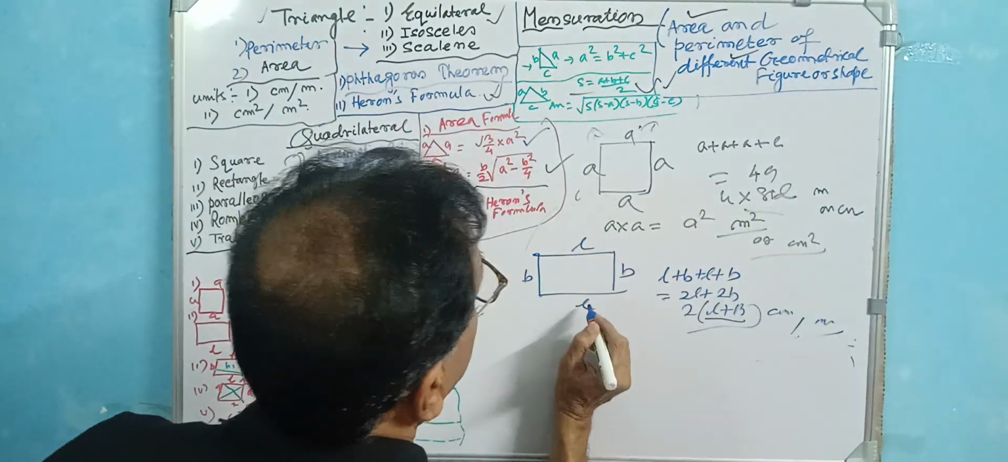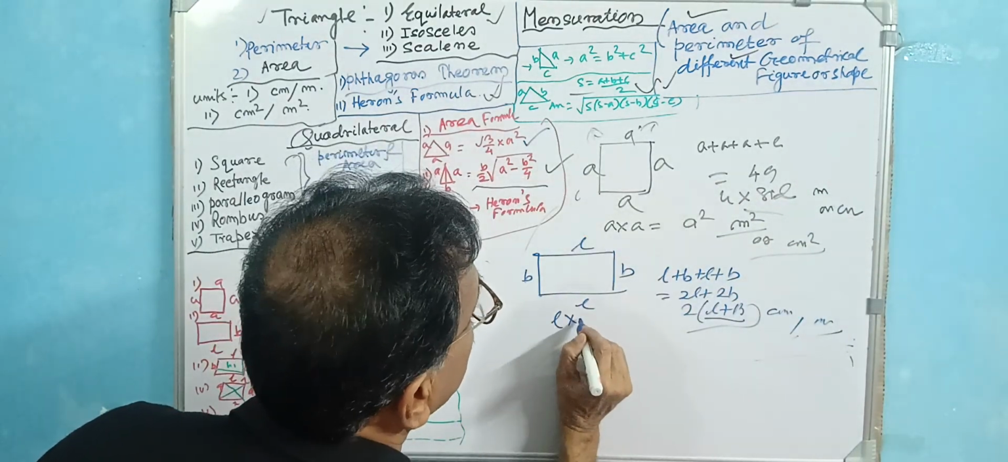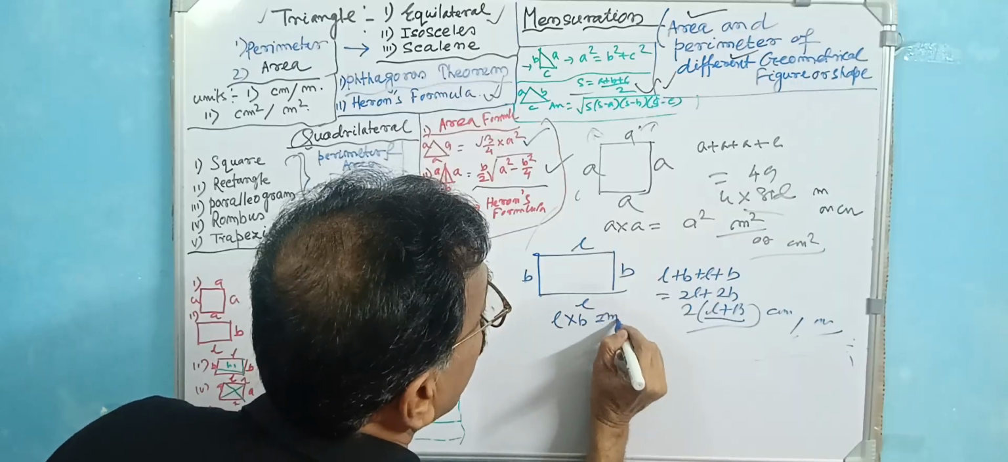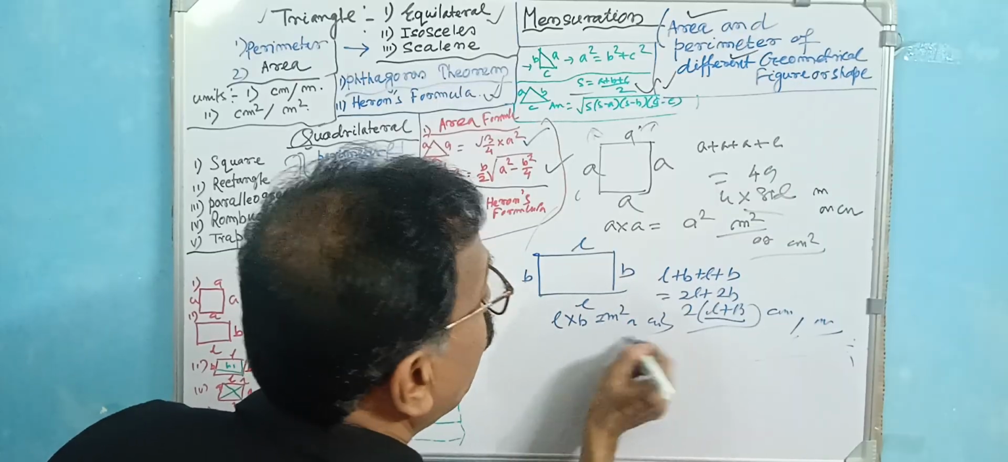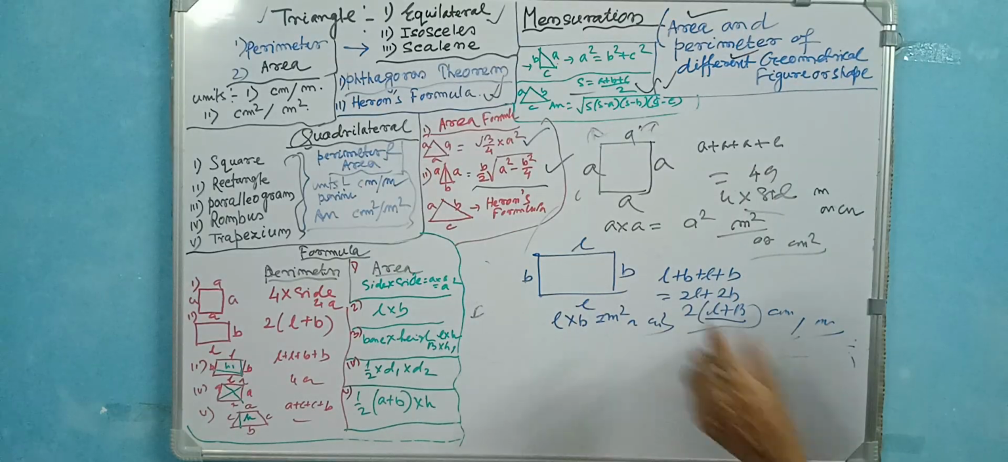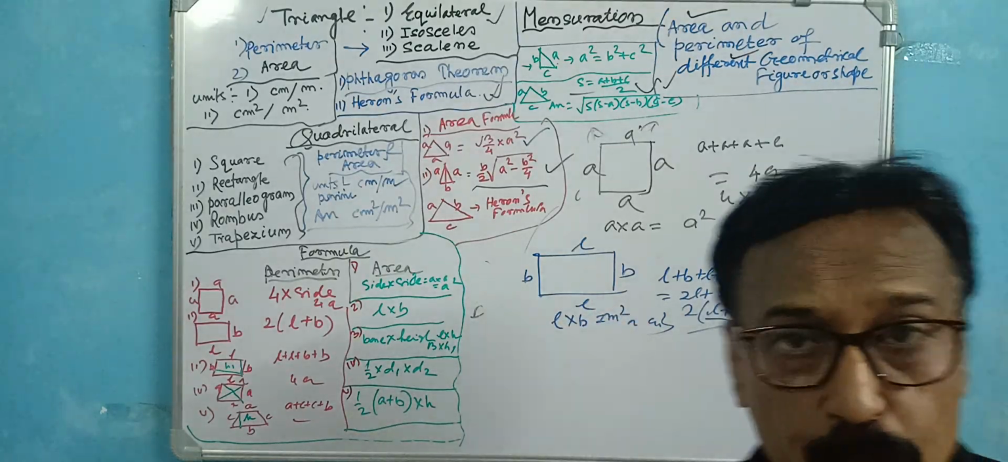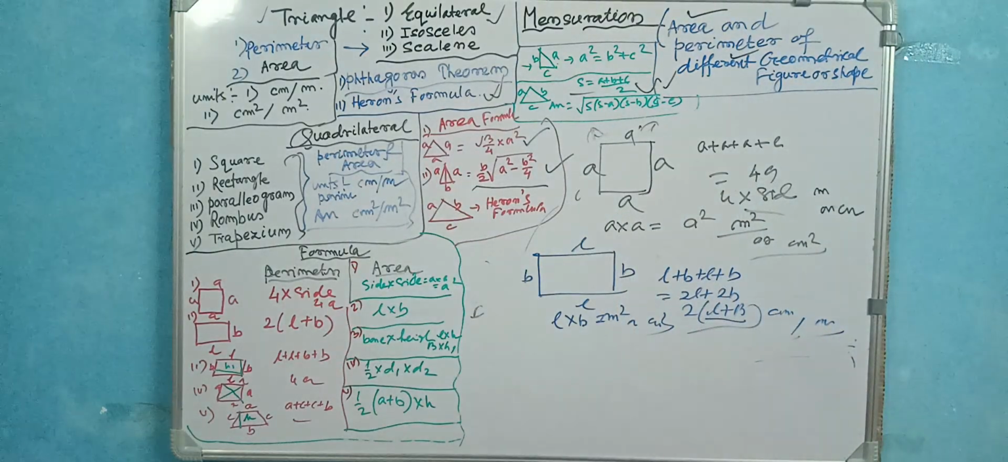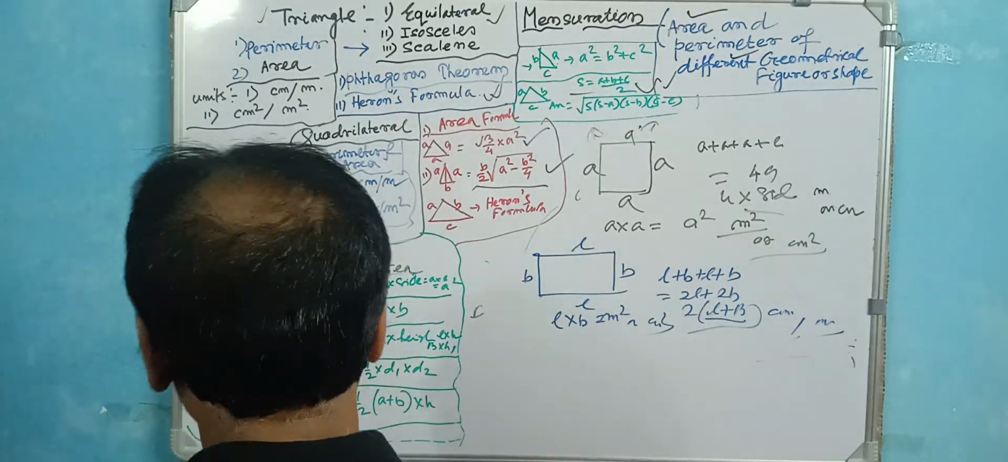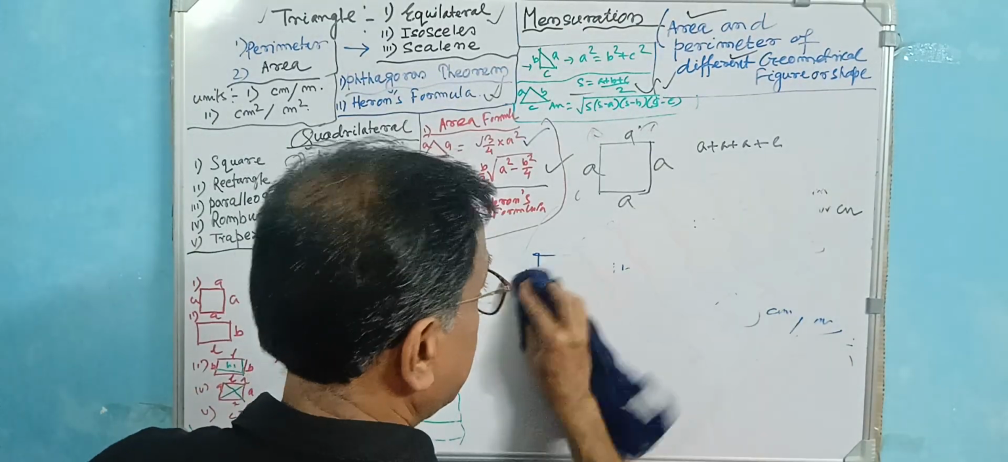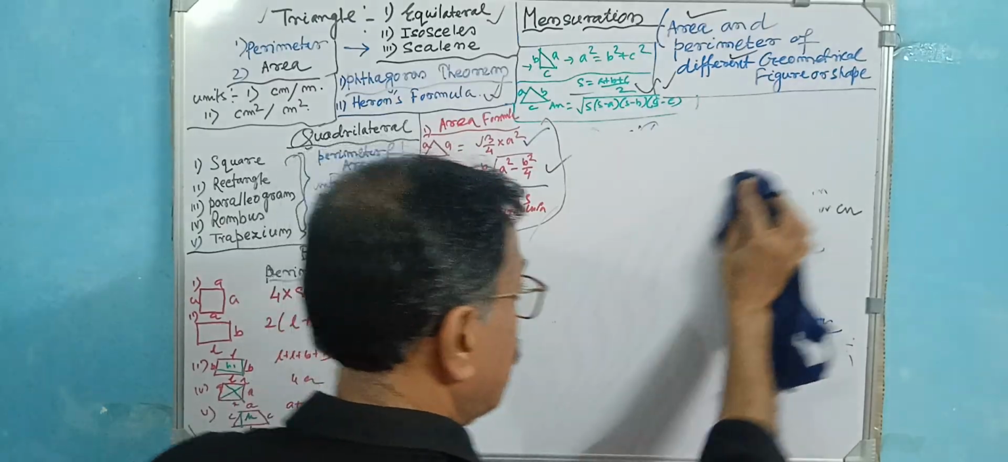And what is the area? Area is length into breadth. So L into B, meter square or cm square. What is the area of the rectangle? L into B, length into breadth. Is it clear to you? Okay. Now, other 3 are there. This is the basic square and rectangle. You just remember all the formulas.